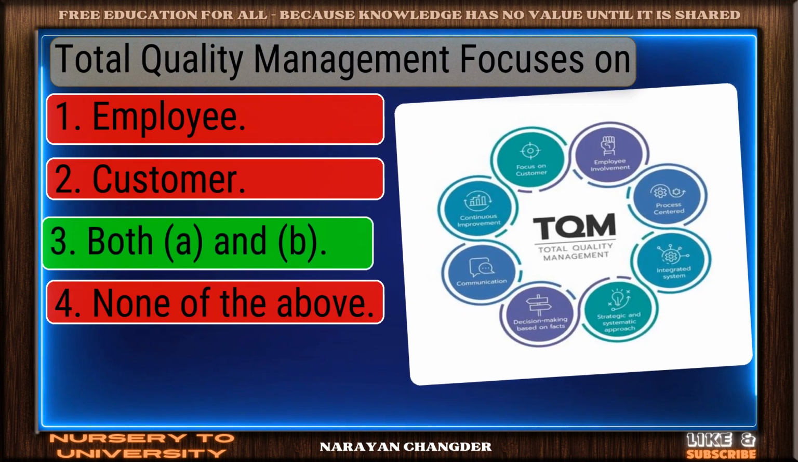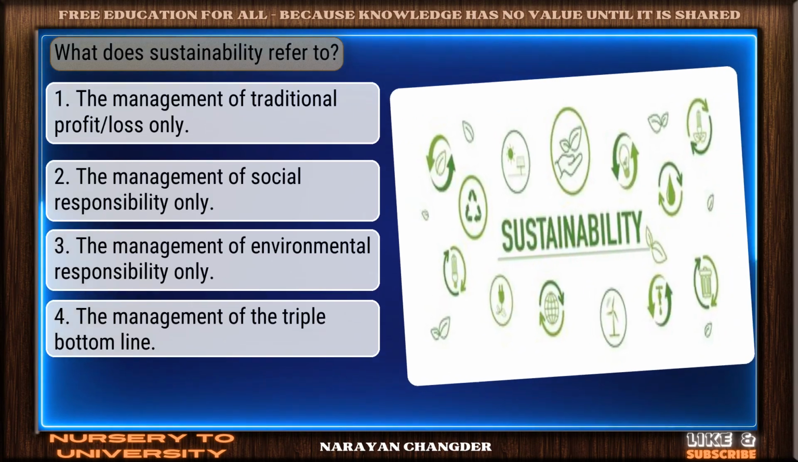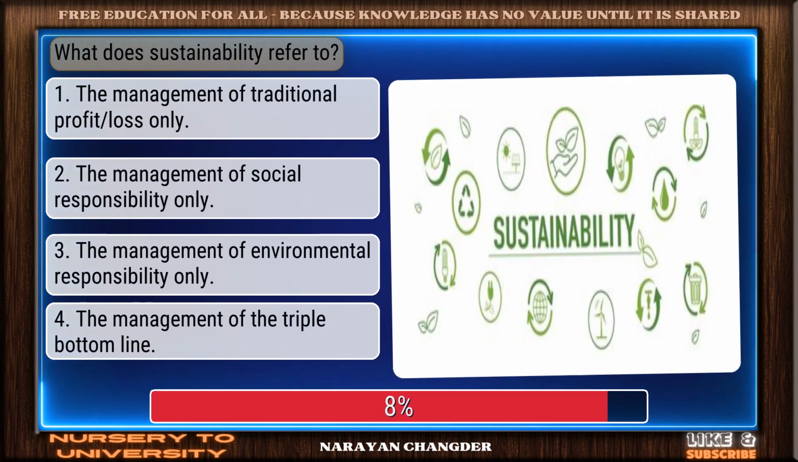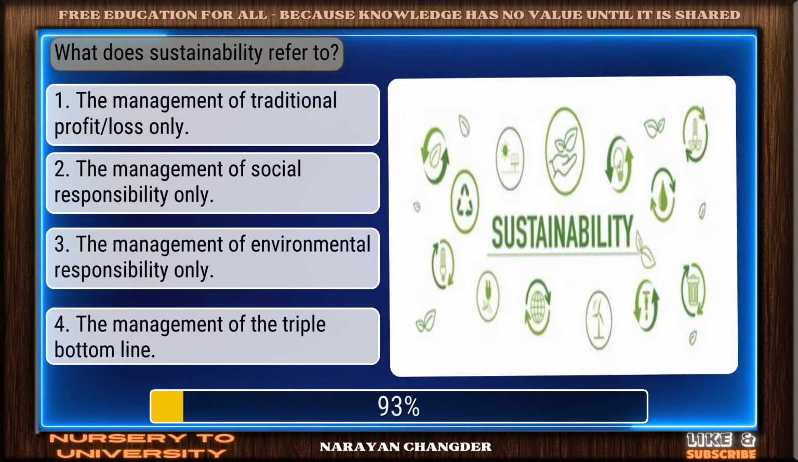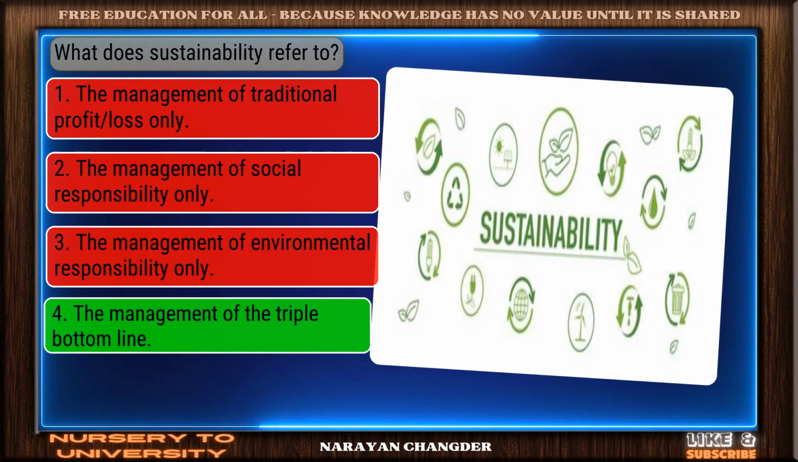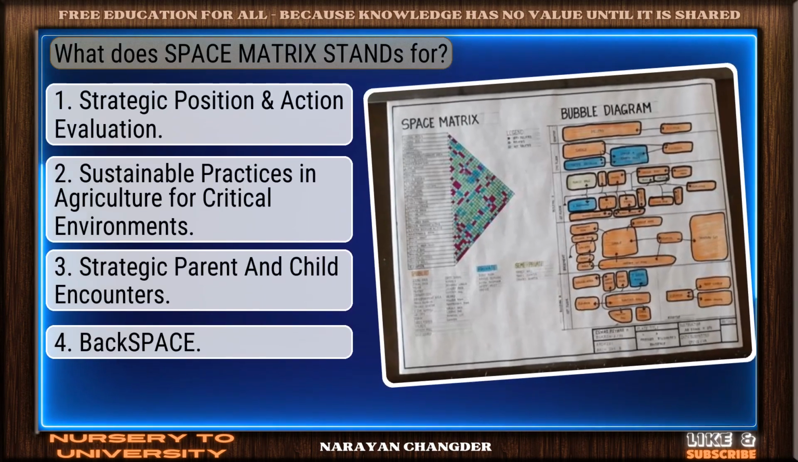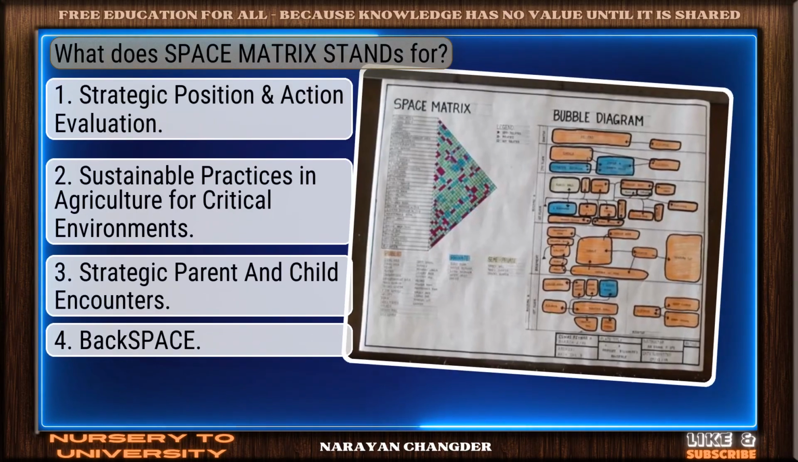You chose both and it is correct. What does sustainability refer to? Smart pick. The management of the triple bottom line is the correct choice. What does SPACE matrix stands for?